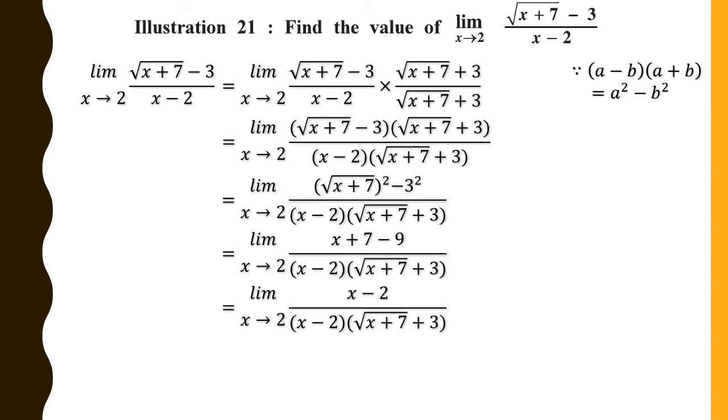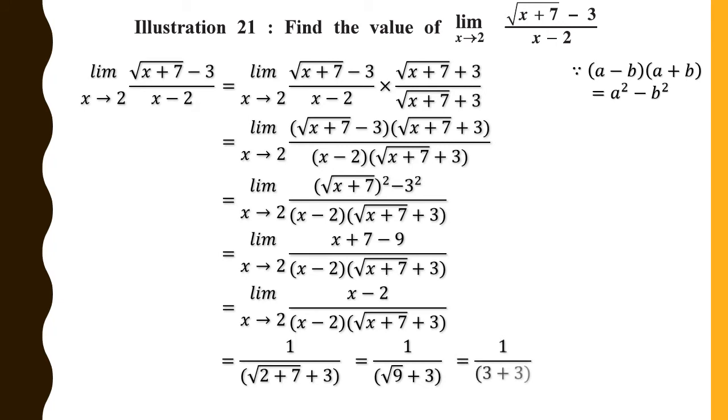So we can cancel x minus 2, x minus 2, and then in the remaining equation we will put the value of x is equal to 2. So that way I will get 1 upon root 2 plus 7 plus 3, and when I simplify that it becomes 1 upon root 9 plus 3. That way 1 upon 3 plus 3, the answer will be 1 upon 6.